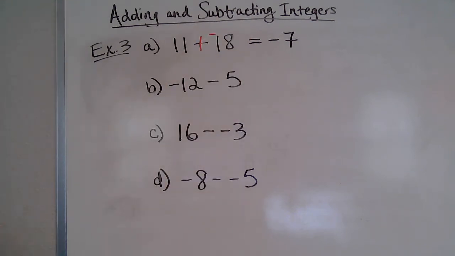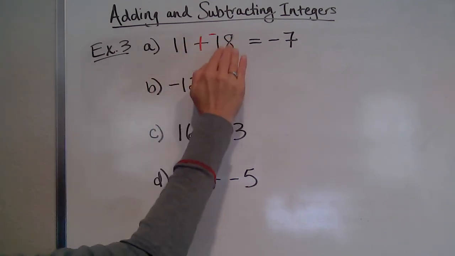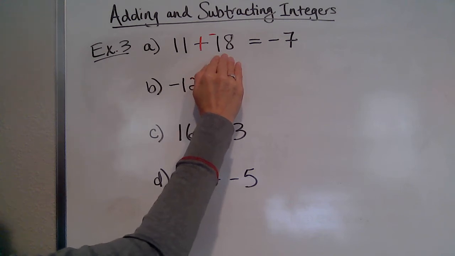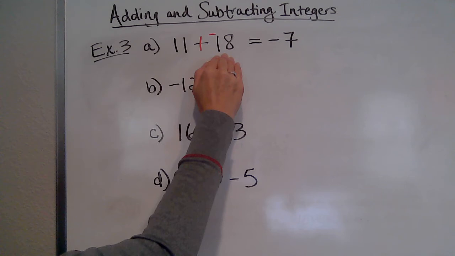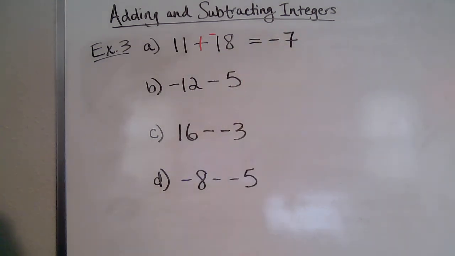And so now if we think of this as money again, we have a positive 11. That means we have $11. We have a negative 18. That means we owe somebody $18 or we want to spend $18. There's not enough. So we still either owe 7 or we're $7 short. Same problem, same result.